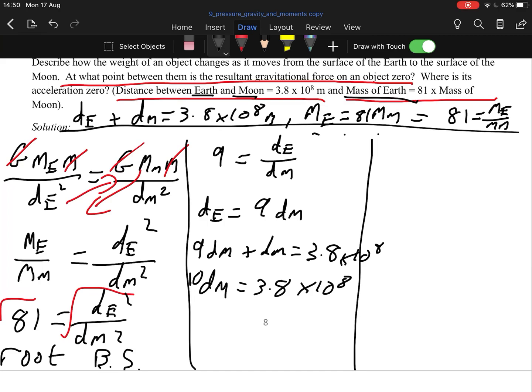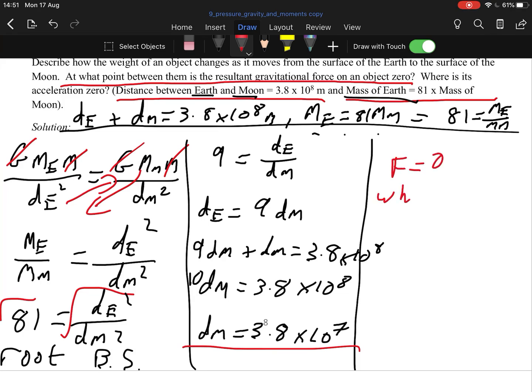3.8 by 10 to the 8. So the distance from the moon, where all this equals 0, is 3.8 by 10 to the 7. And there you go. That's the answer. Okay? So F equals 0 when 3.8 by 10 to the 7 from the moon. There you go. That's it.